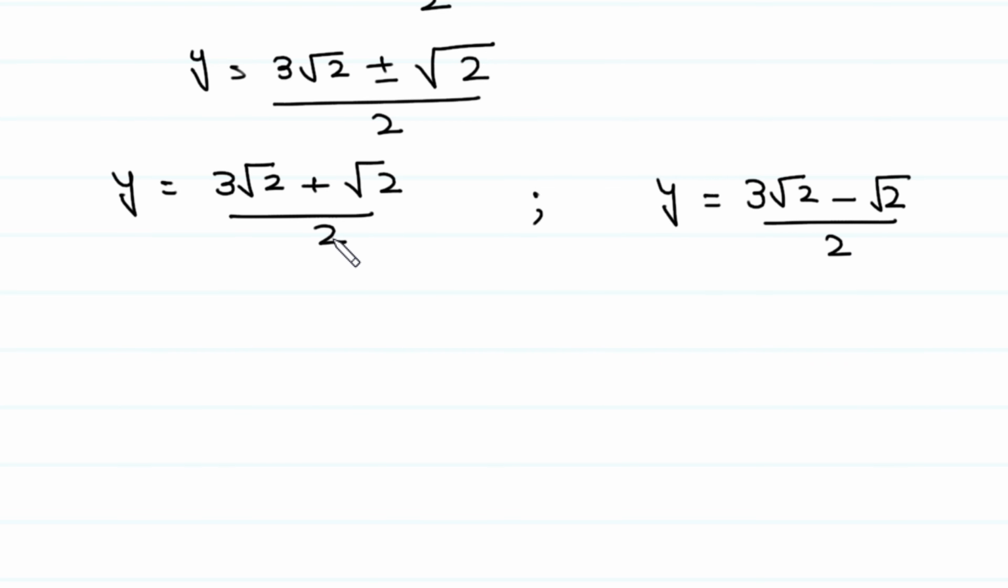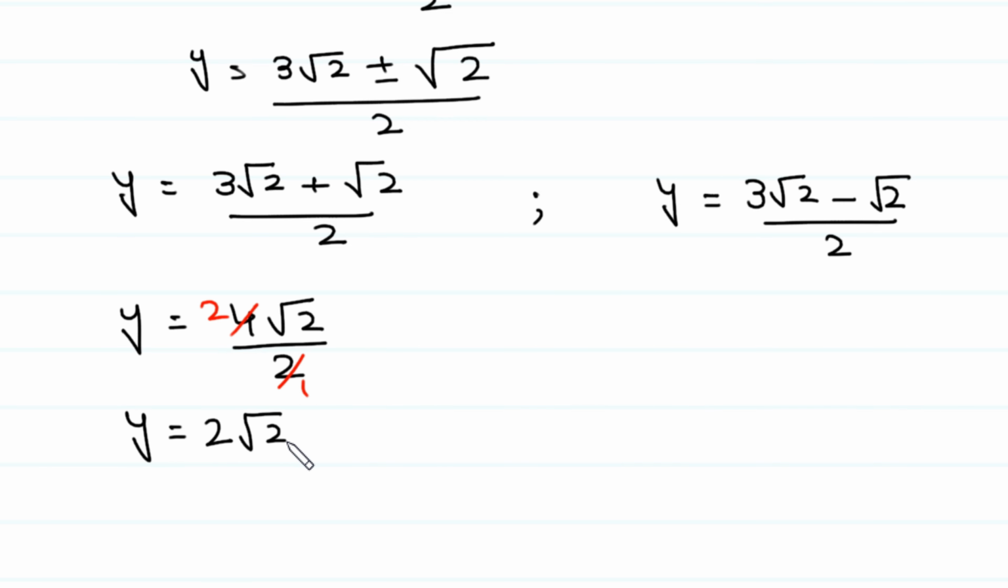First we solve this one. Y is equal to 3 times the square root of 2 plus 1 time square root of 2, 4 times square root of 2 divided by 2. Y is equal to, from here 2 1 time and 2 times 4. The value of y is 2 times square root of 2.